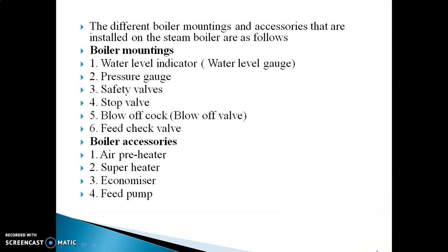Let's move on to boiler mountings and boiler accessories. Boiler mountings are the devices which are attached to the boiler shell for the safe working of the boiler. Boiler accessories are also devices, which are not attached to the boiler but are associated to run the boiler. These are the examples for boiler mountings: water level indicator, pressure gauge, safety valves, stop valve, blow-off cock and feed check valve. These are the examples for boiler accessories: air preheater, superheater, economizer, feed pump.